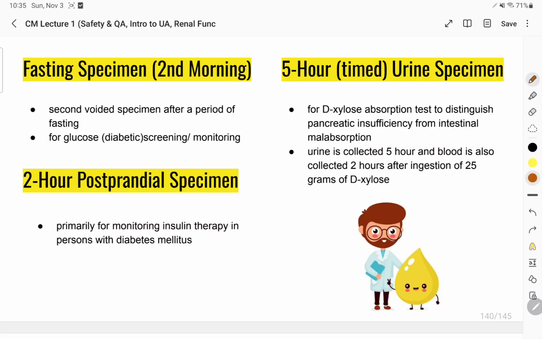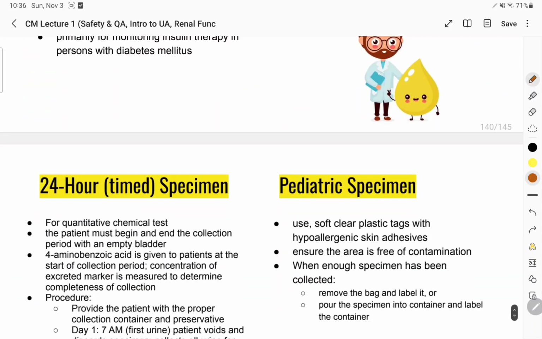So makita nimo if your D-xylose is metabolized by your pancreatic enzymes, or basin there is intestinal malabsorption, wala siya na-absorb. Okay? After the patient has taken your D-xylose.